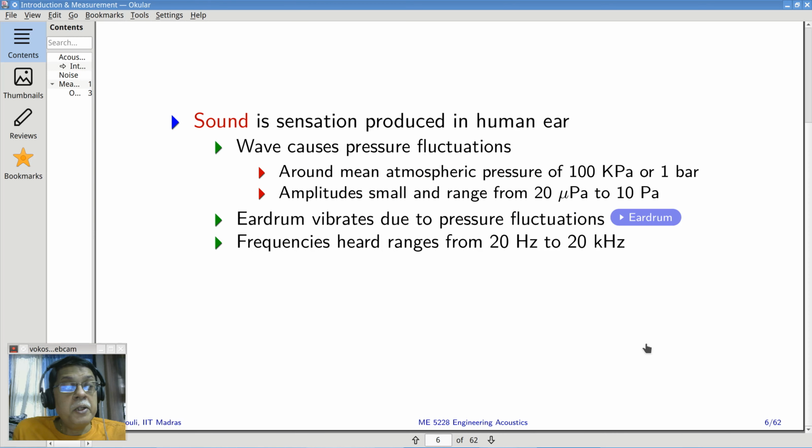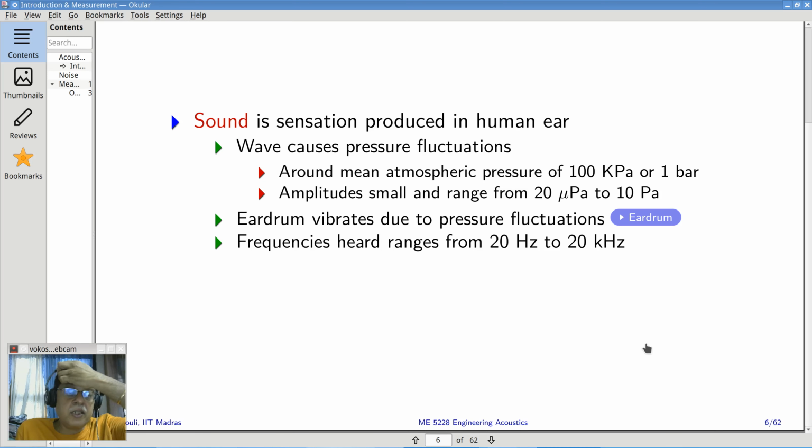Apart from the amplitude range, human beings can hear sounds only in the range of 20 hertz to 20 kilohertz. Our ear structure is such that below 20 hertz, we will not be able to process that sound, and above 20 kilohertz, again, we will not be able to process sounds.